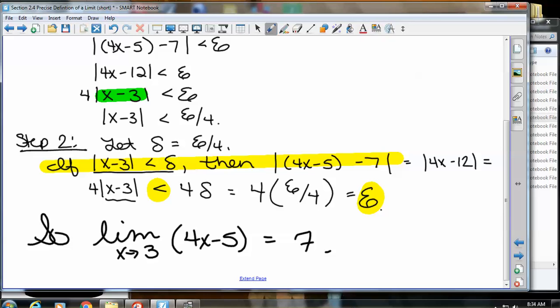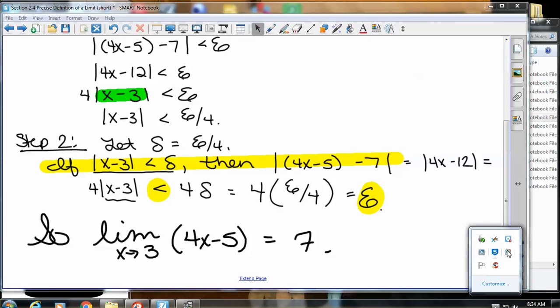Okay, I know that was kind of like talking Greek for a little bit. How is it 4x equals 7? I don't understand. Okay.